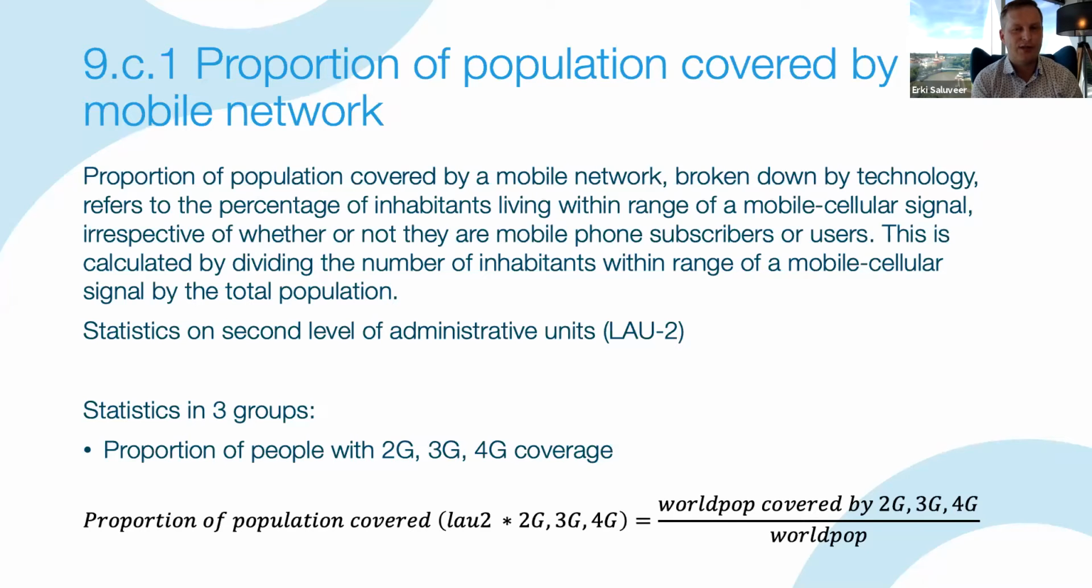For each of those local administrative units and each of these generations of mobile network coverage, we would calculate how much population is covered by 2G, 3G, and 4G divided by the whole population in that location. So this is a very simple formula. The general idea is to be able to do that without having access to the mobile network operator data, by using the WorldPop data for population estimates and 2G, 3G, 4G from OpenCell ID, and putting it all together into the calculation.